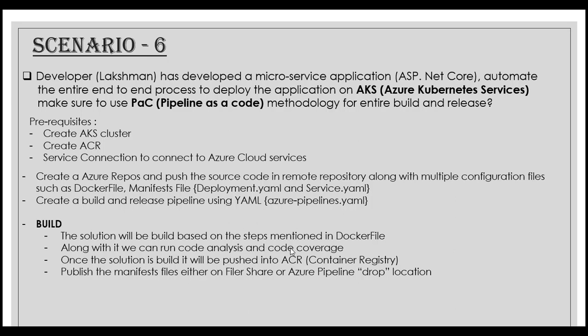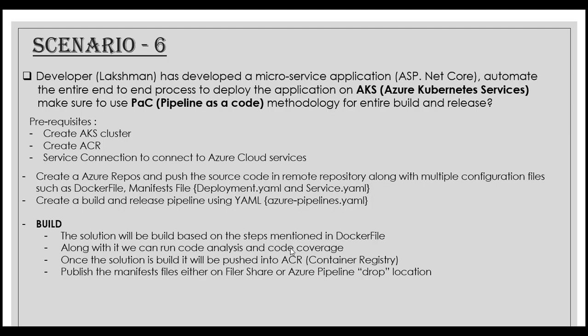So these are the configuration files needed, and we need to create a build and release pipeline using YAML. This time it is clearly mentioned: use the pipeline as code method for the entire process. So we'll have multiple stages. We'll have a build stage, then a deploy stage. How exactly that is done, we'll see. First things first, we'll start with the build.